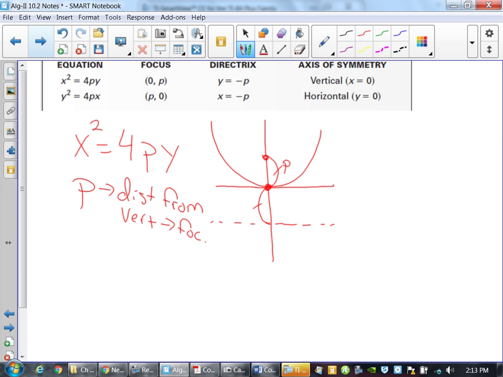But in this case, the directrix then is going to be, well, what's the equation of every line that's horizontal? Y equals something. So in this case, my directrix is always going to be y equals, well, here it's just going to be the opposite of p. Now, eventually, when we start moving things around in space, it's not so bad when it's vertical.